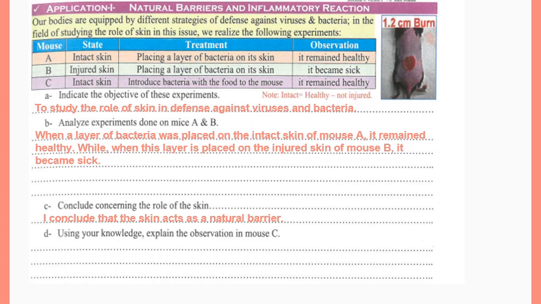Using your acquired knowledge, explain the observation in mouse C. What did they do in mouse C? Mouse C, they introduced bacteria with the food to the mouse, to its intact skin, and it remained healthy. So the bacteria found in food was destroyed by the gastric juice of the stomach. That's why it remained healthy.